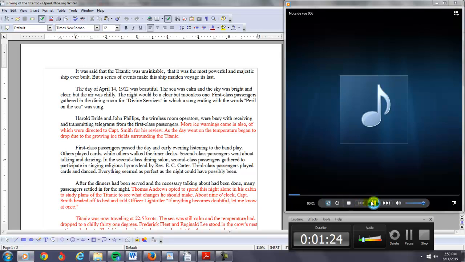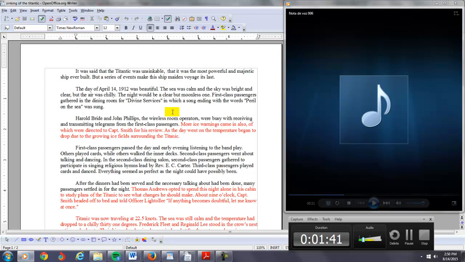In the day of April 14, 1912. Let me go back that day again. In the day of April 14, 1912. During that day, all passengers were enjoying the Titanic. While the day was passing, ice warnings came.